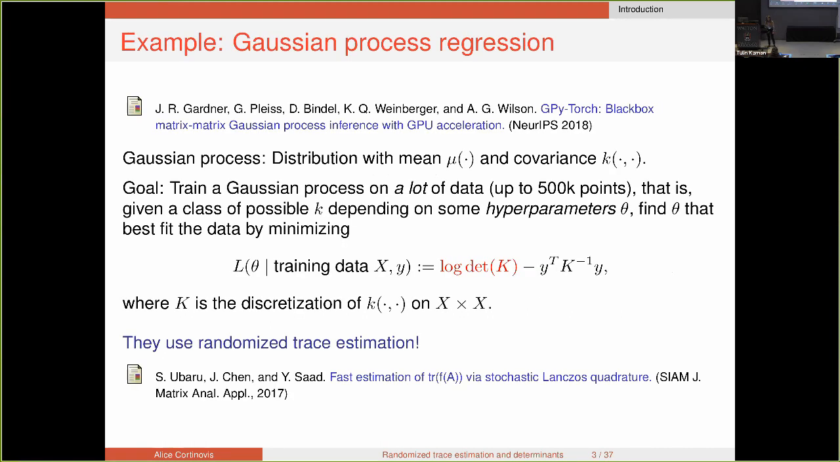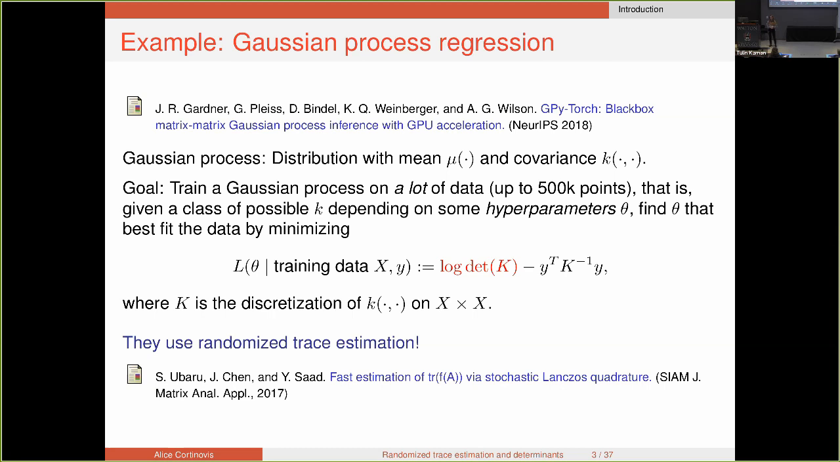So this paper here, basically I got into trace estimation because of this paper. This was the first time I saw randomized trace estimation. And this paper is about Gaussian processes, which are now a big thing in data science. So I thought I would start with this one. And basically then the rest of the talk is just numerical linear algebra.